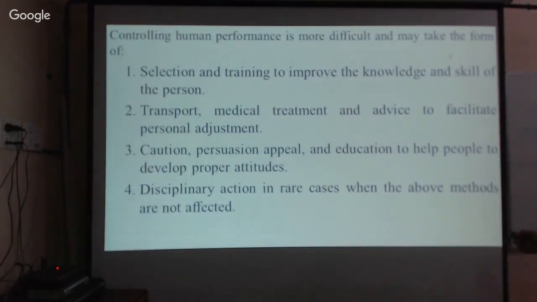Then controlling human performance is more difficult and may take the form of selection and training to improve the knowledge and skill of the person. Transport, medical treatment, and advice to facilitate personal adjustment. Caution, persuasion, appeal, and education to help people develop proper attitudes. Disciplinary action in rare cases when the above methods are not effective.